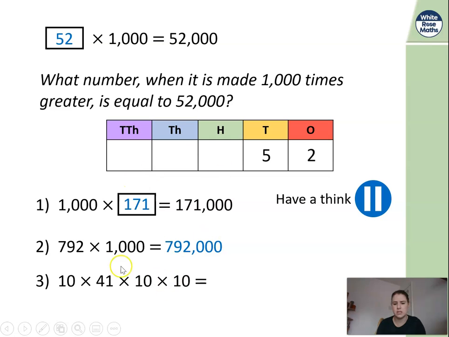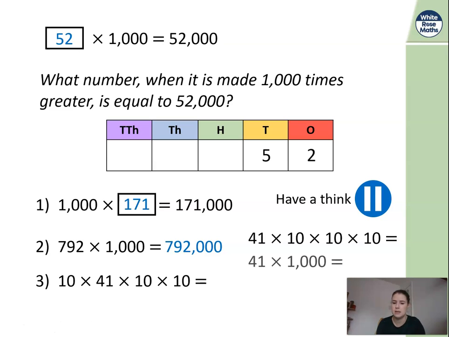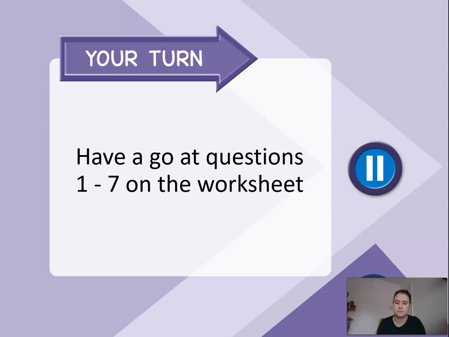Now the last one, we know from when we looked at our work from yesterday and the day before, we can rearrange this number sentence. We can have 10 times 10 times 10. So we can have 41 times 10 times 10 times 10. And we know that 10 times 10 times 10 is 1,000. So 41 times by 1,000 is 41,000.